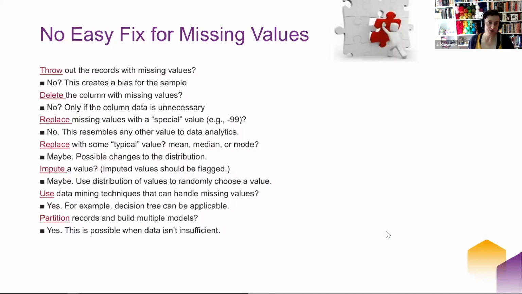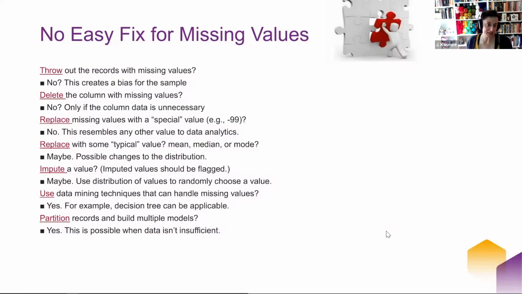What about replacing missing values with a special value like -99 that you will know, looking at this, was a missing value? But it resembles any other value to data analytics and it will throw off your results. What about replacing it with a typical value like a mean or a median or mode, some kind of central tendency value? This is possible. It might distort your distribution, certainly for median, but it could be a good option depending on your data and your research question. If you do impute a value, like filling in the mean as the replaced value, you should flag it. So you should add an extra column, for example, that shows that this was an imputed value rather than an original value. And that way you can check to make sure that your distribution of imputed values is properly random.